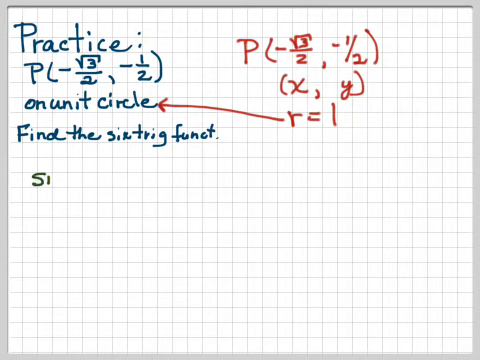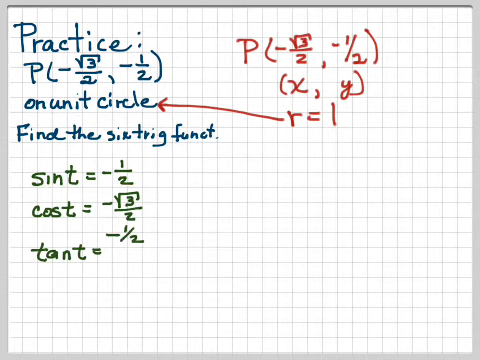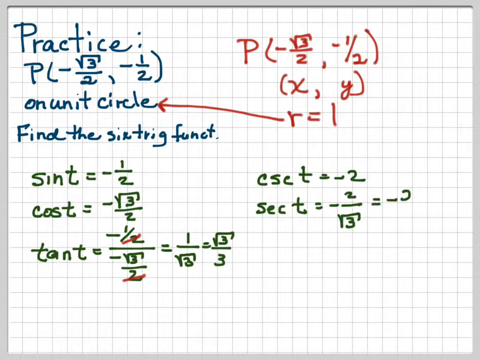Okay, let's see how you did. Sine of t is negative 1/2. Cosine t is negative square root of 3 over 2. Tangent is square root of 3 over 3. Cosecant negative 2. Secant negative 2 square root of 3 over 3. And cotangent square root of 3. Check your work.